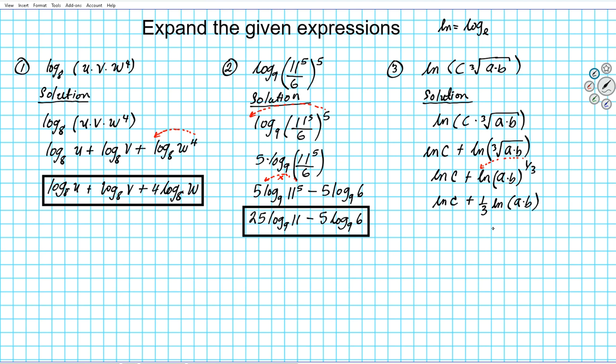So to finish this off, the multiplication operation of a and b in the log world is equivalent to addition. So finally, we're going to have the natural log of c plus 1/3 of the natural log of the first factor, which is a, plus. Now, don't forget this 1/3 will be multiplied to the two terms that we're adding. So we'll distribute it across. It's going to be 1/3 of the natural log of b. All right, so there goes the answer to question number 3.